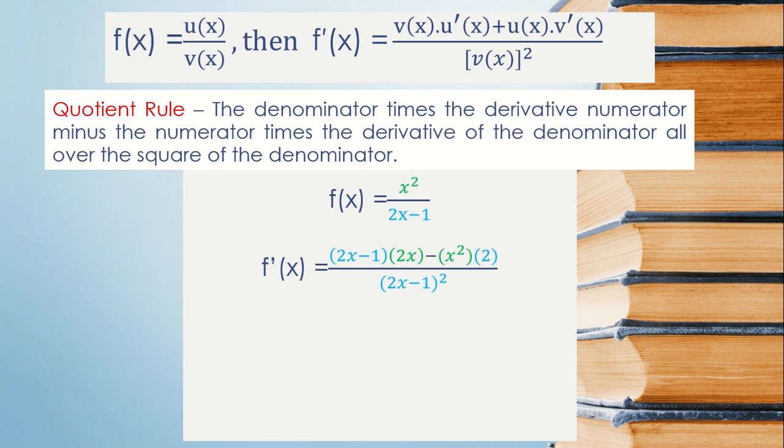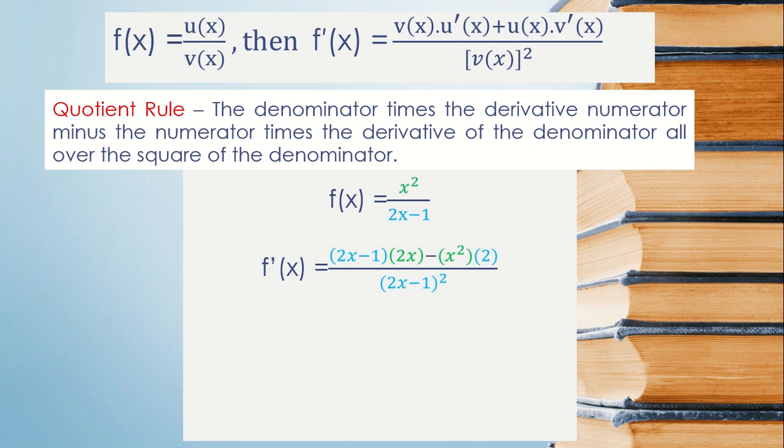Next, sabi dito ay minus. So, we put minus the numerator. We copied lang the numerator times the derivative of the denominator. So, the derivative of the denominator is just 2. Bakit? Paano nangyari? Ba't naging 2? Kasi 2 times derivative of x is just 1 minus derivative ng constant ay 0. Kaya ang natira na lang ay 2 over, all over, yung square ng denominator. Okay? So, we just follow the rule.